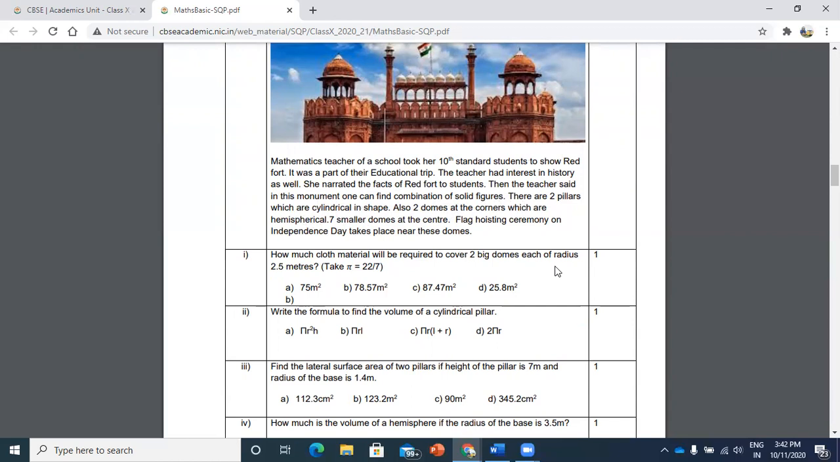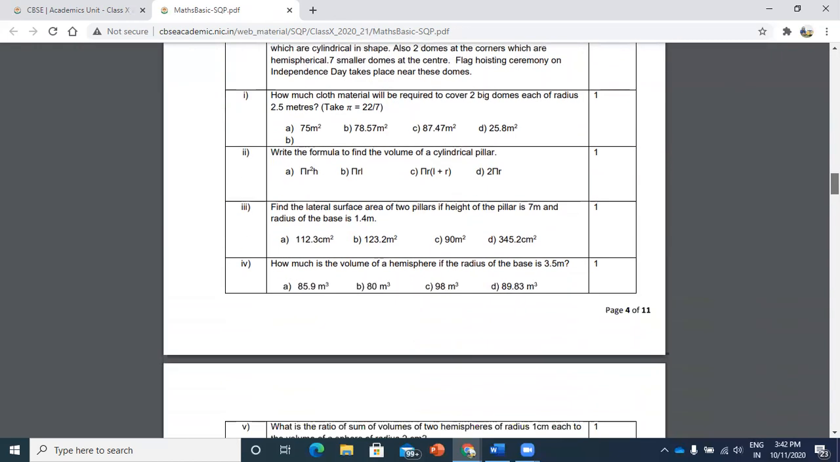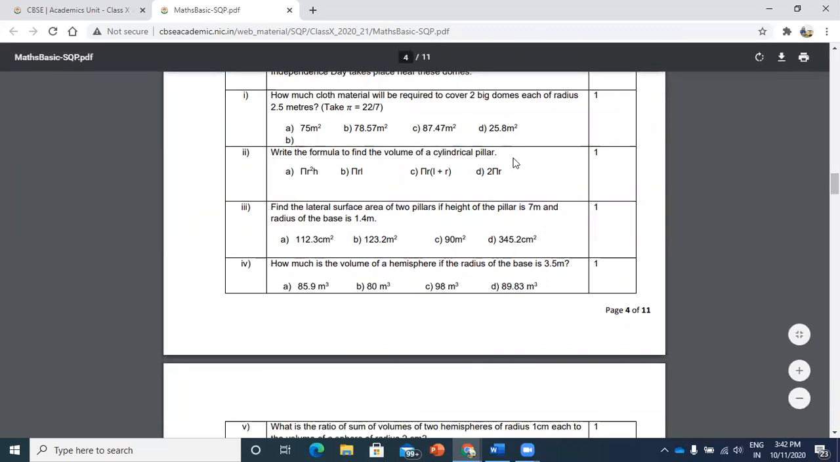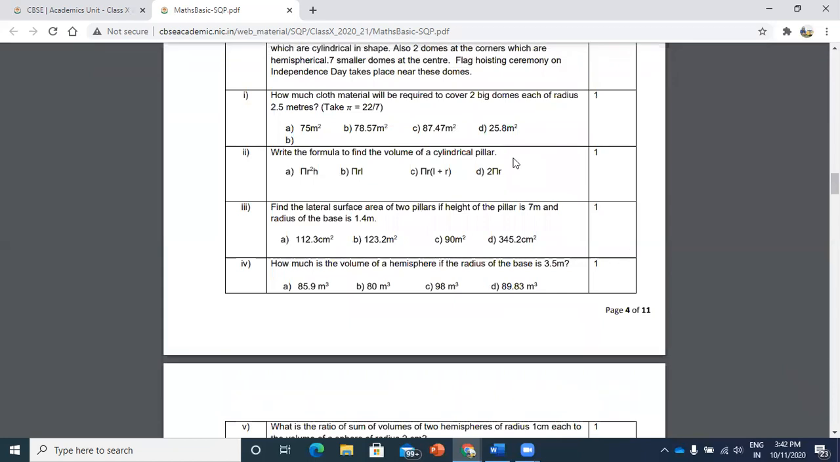So what we need to do is apply the formula for the area of the hemisphere, right? And choices are given. So when you work out, it has to match with that. Then there's a direct question: what is the formula to find the volume of a cylindrical pillar? So if you know the formula, you get the marks.